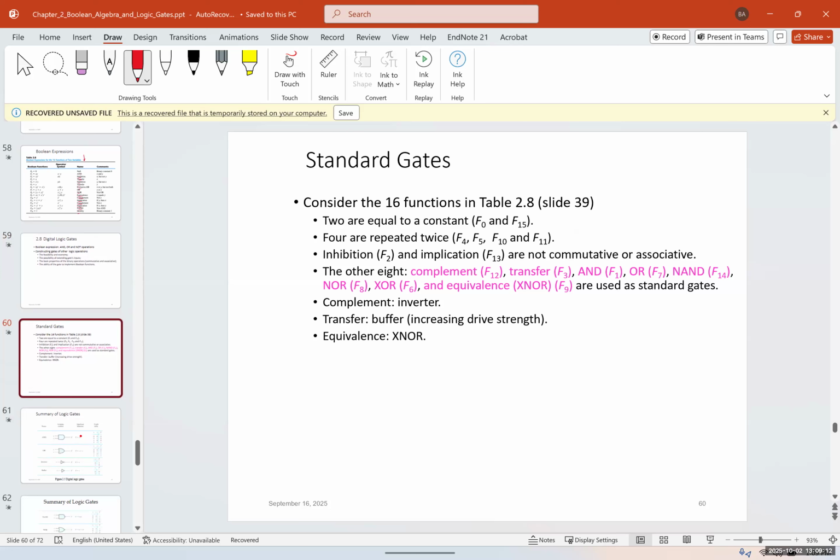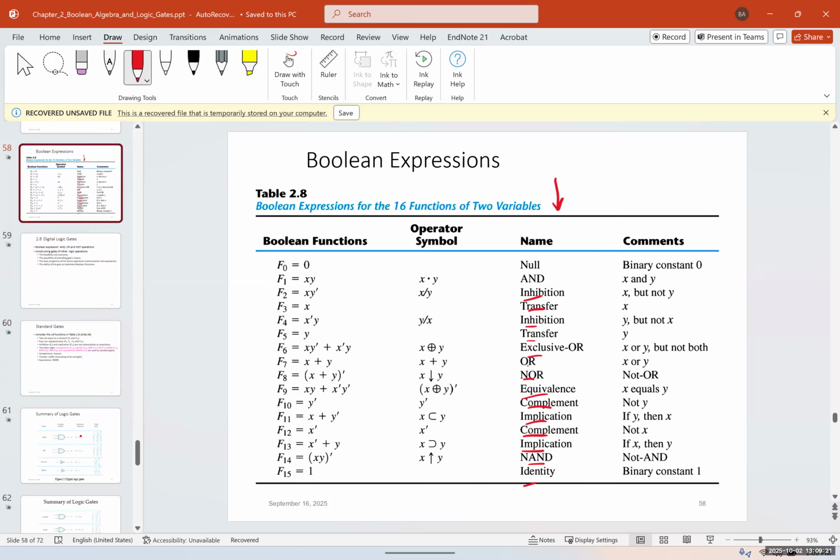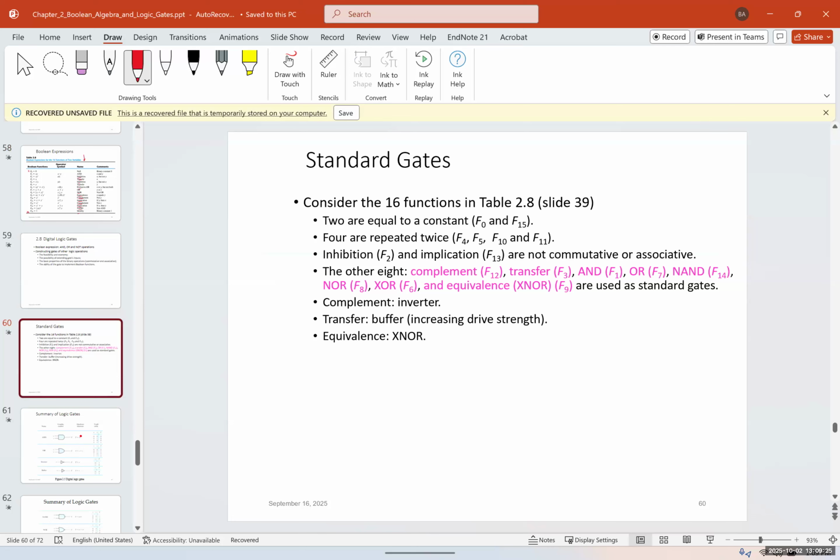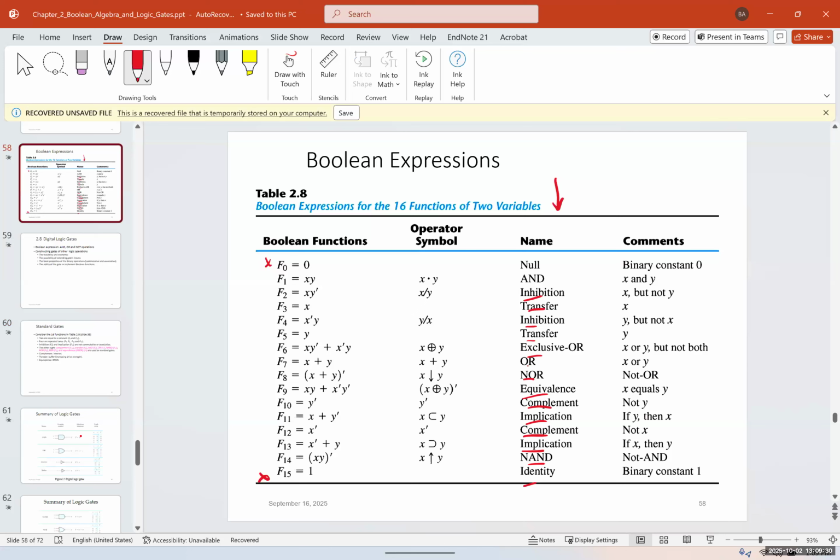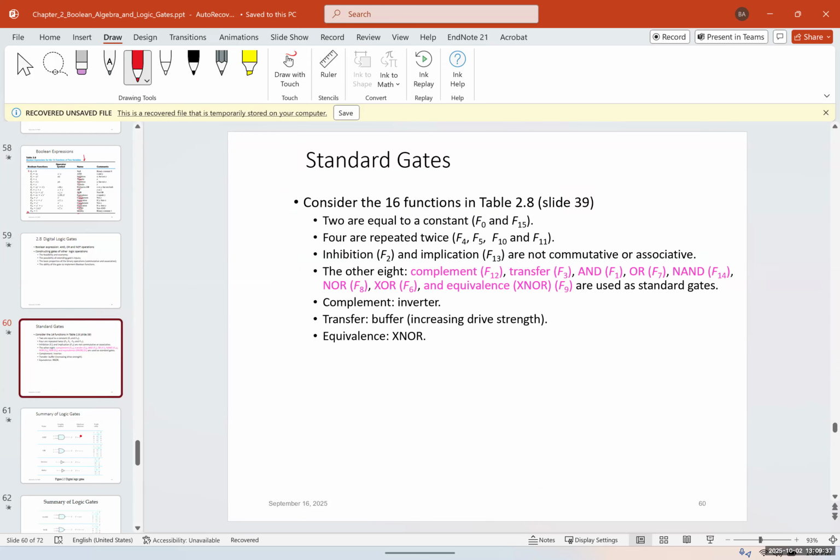Now, we will go back and consider some of the functions that we have in the table. As you can see, 2 of them are equal to a constant, F0 and F15. 4 are repeated twice, F4, F5, F10, and F11. The inhibition F2 and the implication F13 are not commutative or associative.